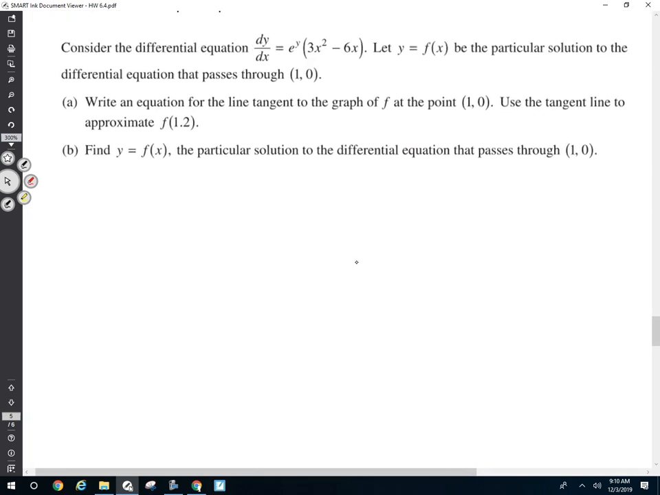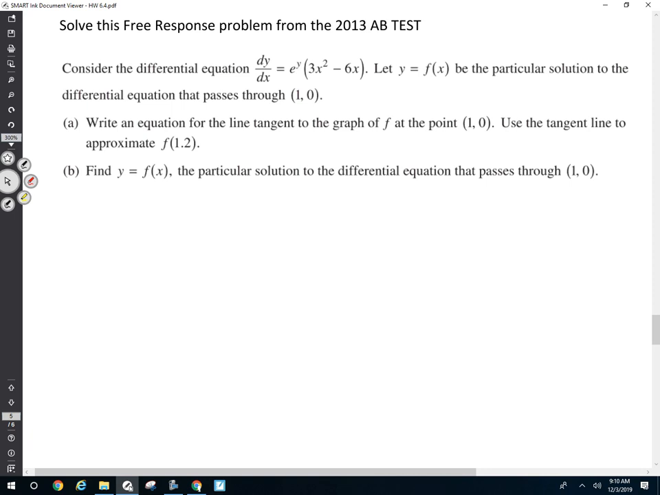All right, this is from the 2013 AP test. We only got 2 parts, so this is probably a plus 3, plus 6 situation, unless I'm leaving off another part, who knows. So part A, write an equation for the line tangent. Be careful, it doesn't ask you to solve this differential equation. It just asks you to write the equation of a tangent line.